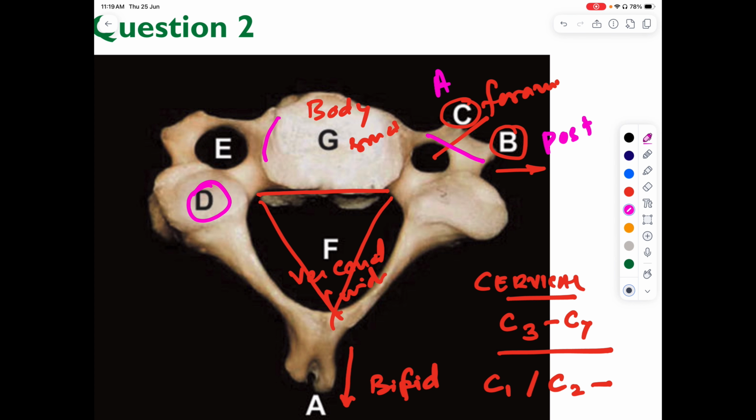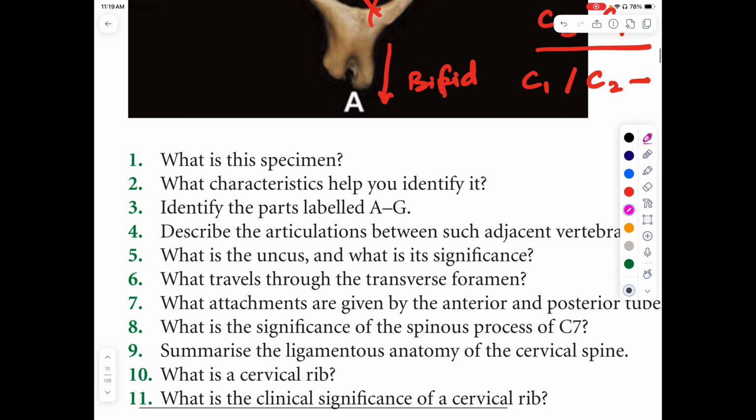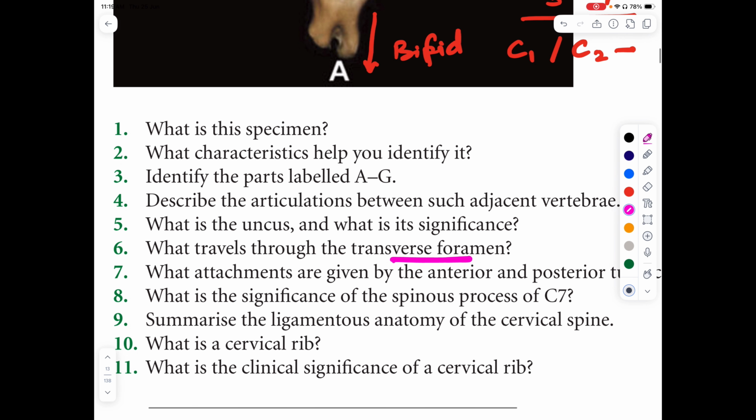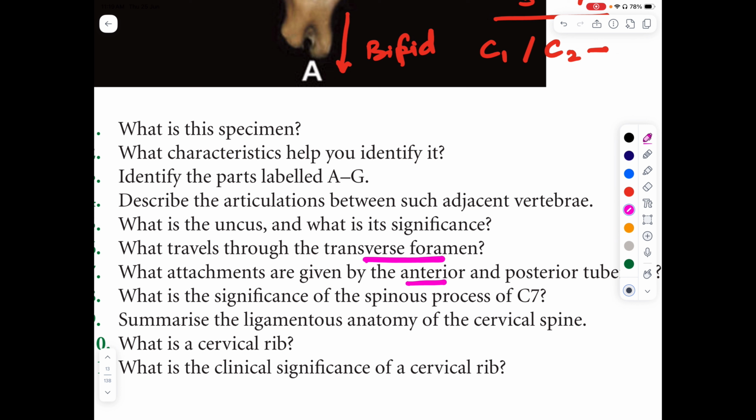Now what is the sixth question? What travels through the transverse foramina? It is the vertebral artery. What are the attachments to anterior and posterior tubercle? Anterior tubercle gives attachment to the scalenus anterior and medius.